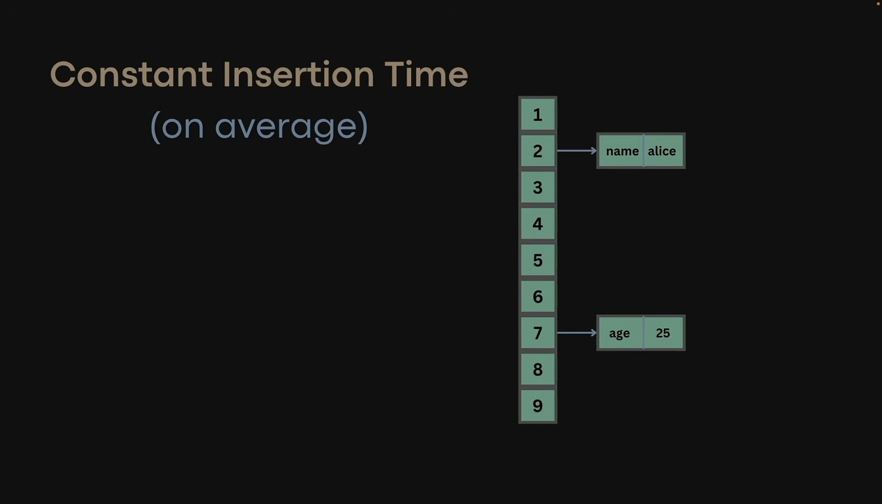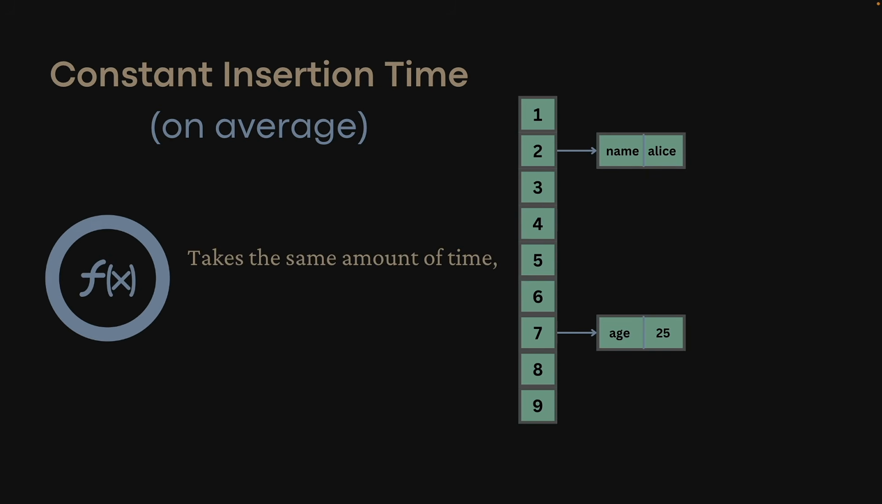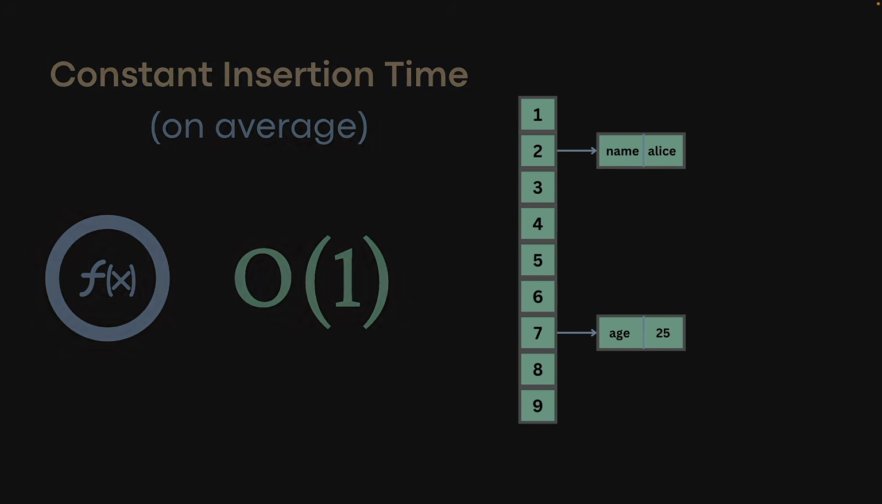We get constant insertion time on average, since the hash function takes the same amount of time to compute regardless of the size of the key. When an index is returned, we know exactly where to put the entry. In other words, insertion time for hash tables is big O of 1 on average.